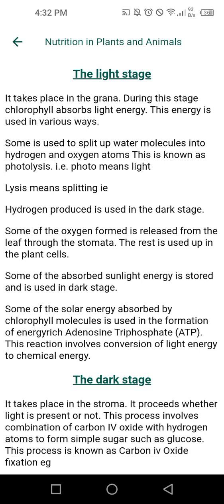Some of the absorbed sunlight energy is stored and is used in the dark stage. Some of the solar energy absorbed by chlorophyll molecules is used in the formation of adenosine triphosphate, ATP. This reaction involves conversion of light energy to chemical energy.